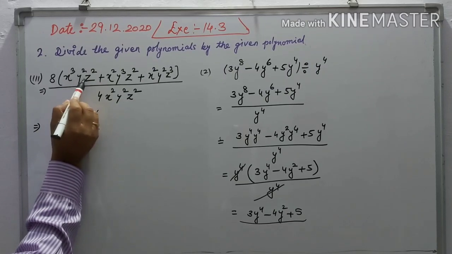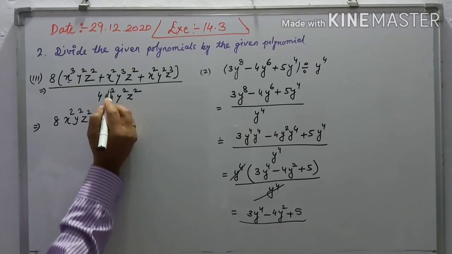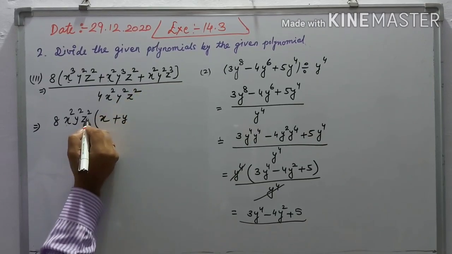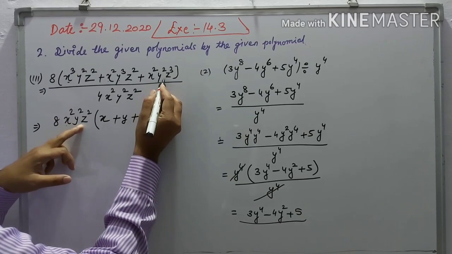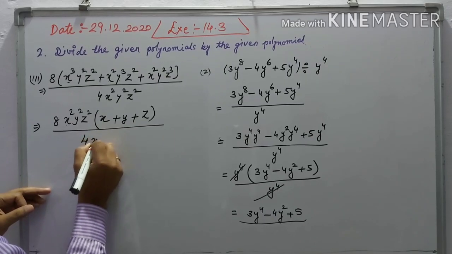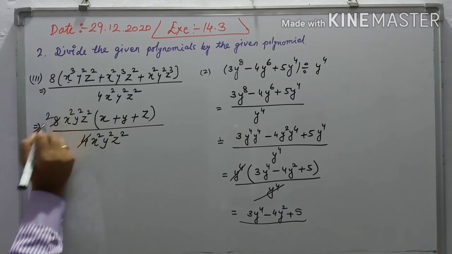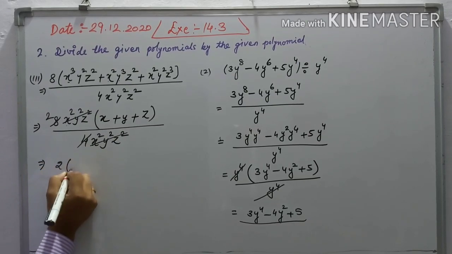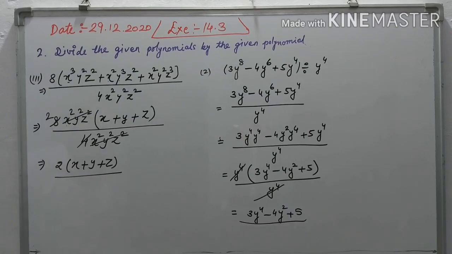So x square y square z square, here will be x square into x, so only x, plus here x square common, y square common, only y remains, and z square already common, plus x square, y square, z square common, and z remains. That is the value, x plus y plus z, upon 4x square y square z square. So 4 into 2 is 8, and x square y square z square cancels, that is 2 times x plus y plus z, the answer after division.